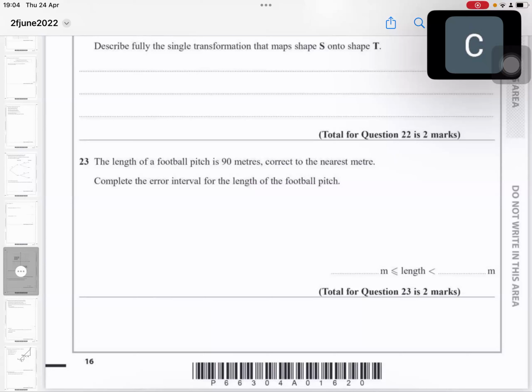The length of a football pitch is 90 meters, correct to the nearest meter. It says complete the error interval for the length of the football pitch. Error interval. Okay, I'm not too sure of this. Could you check the marking scheme for this one? I'm not too sure of this error interval. I know there's a certain error percentage somewhere.